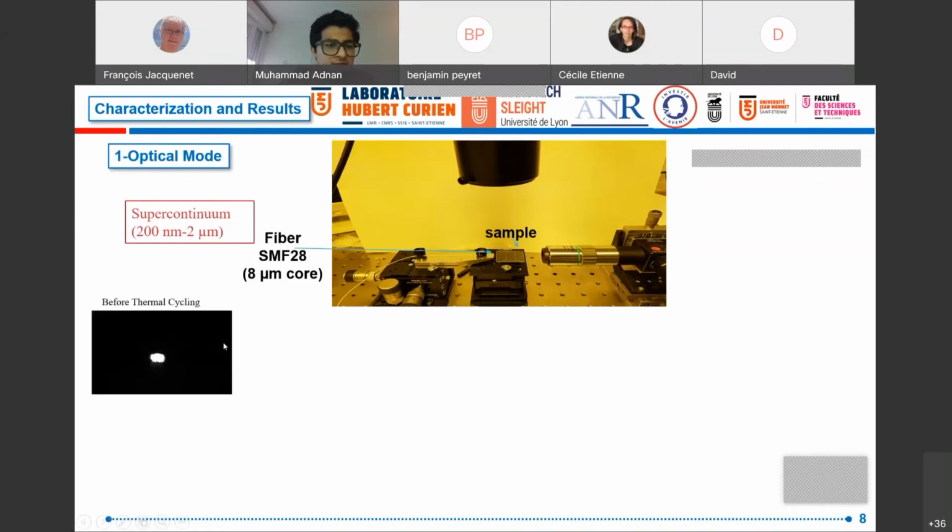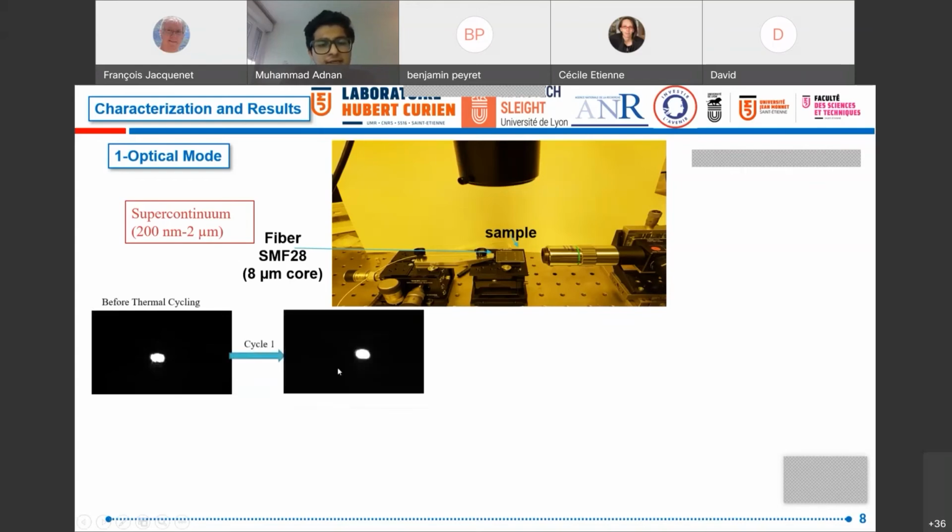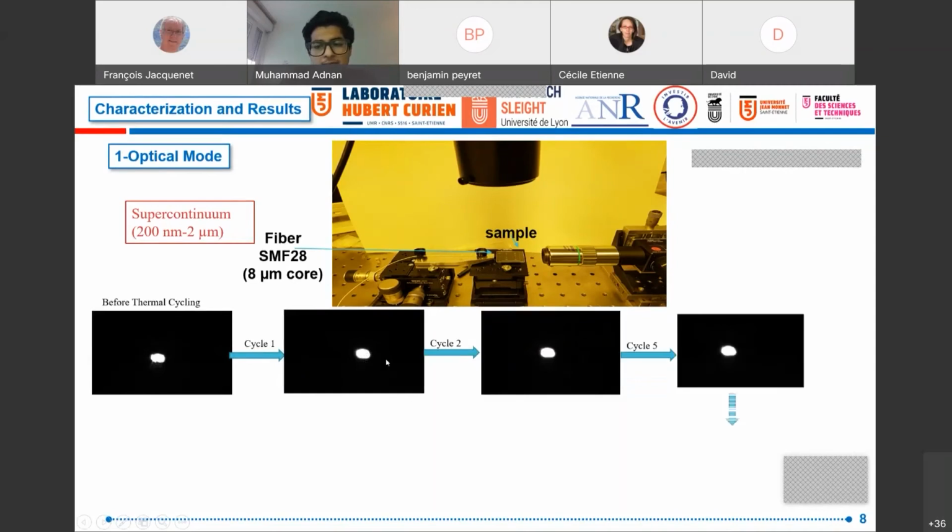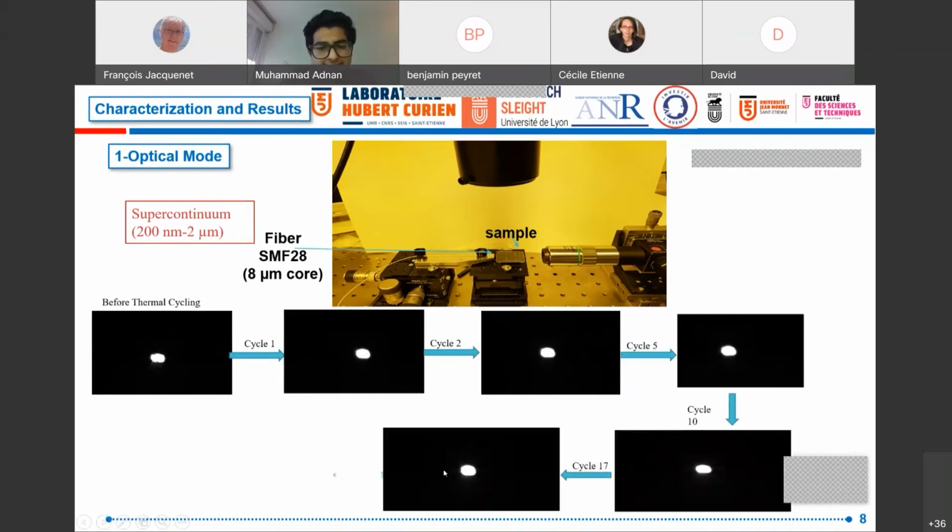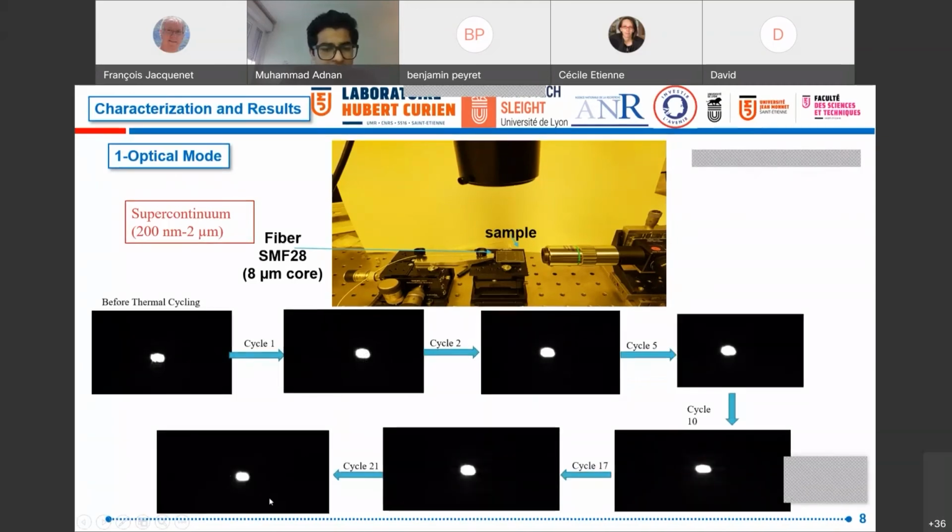This is the image we obtained before thermal cycling, and after the first cycling it is this image, and so on. We performed 21 cycles, and you can see that there is no change in optical modes. The modes are intense, and we can also say that there is no effect of thermal cycling. So it is a good result.